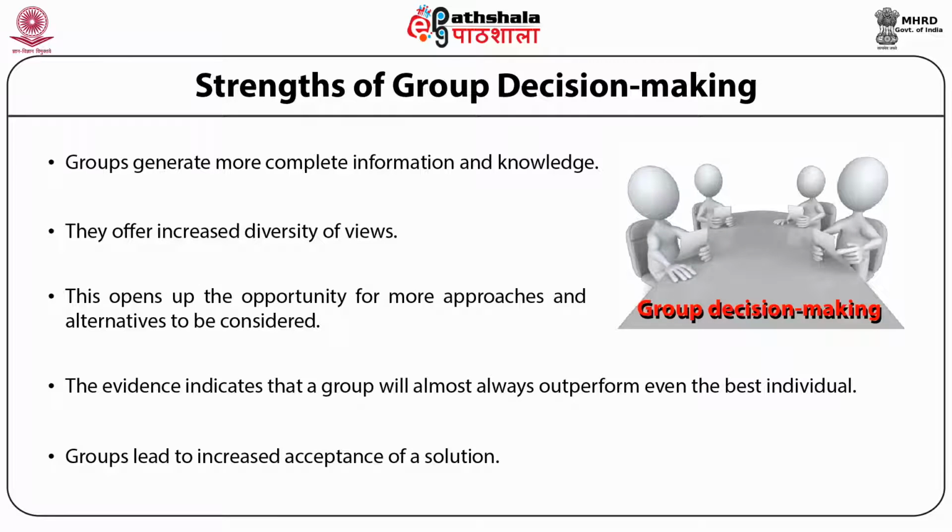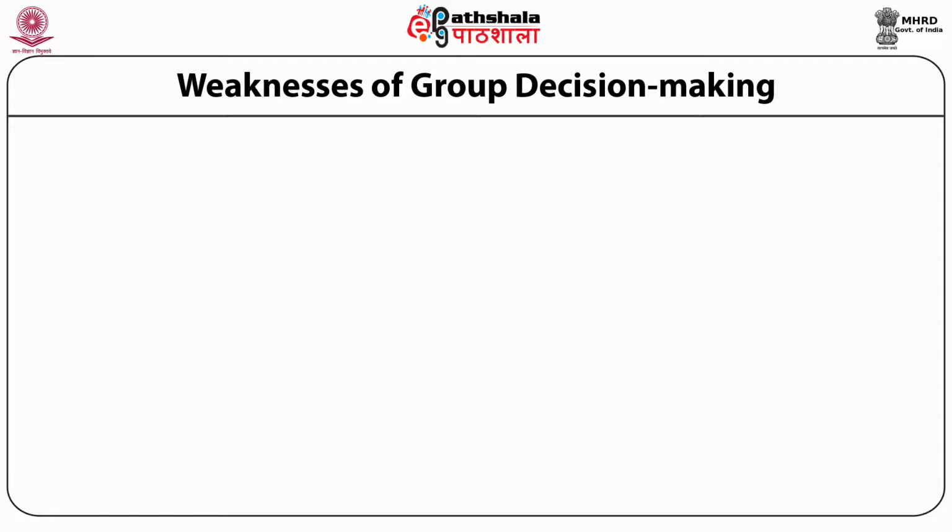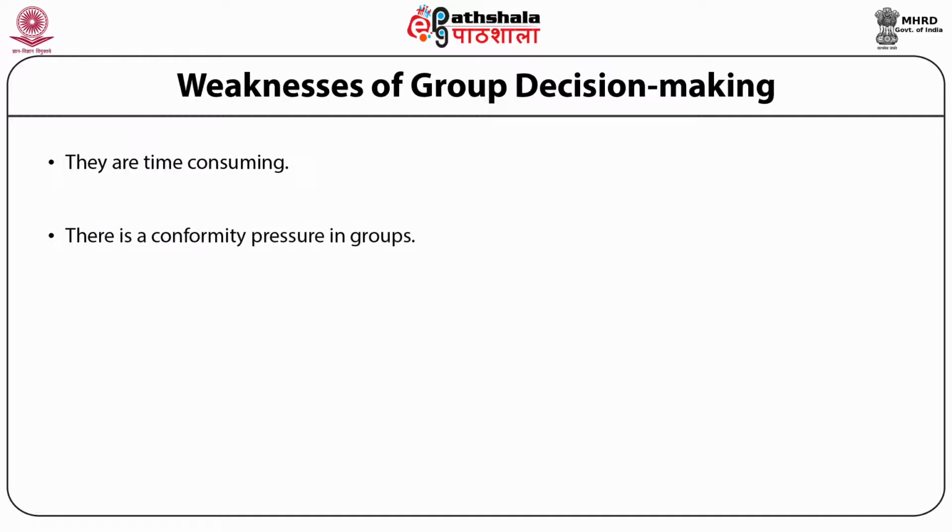Apart from the various strengths, group decision making can be marred by certain weaknesses. First, it is quite time consuming, because group decision making takes a lot of time. Secondly, there is conformity pressure on groups. That is, members of the group sometimes might be forced to conform to the group pressure in saying yes to the decisions taken by the group.